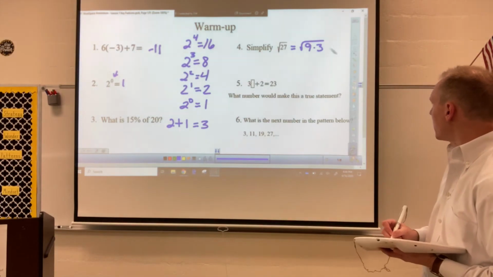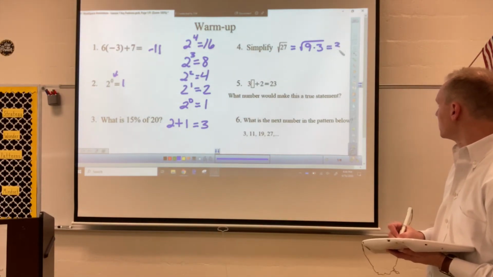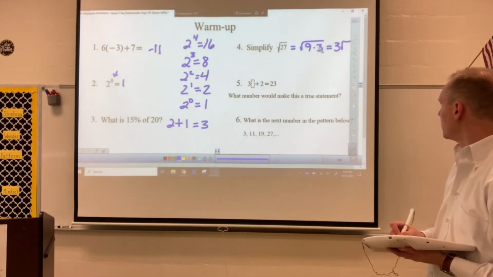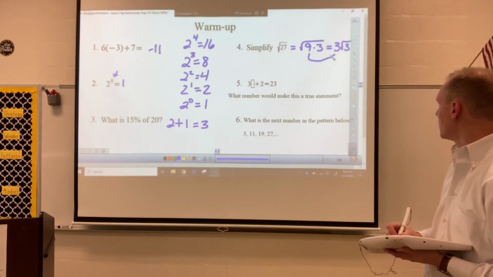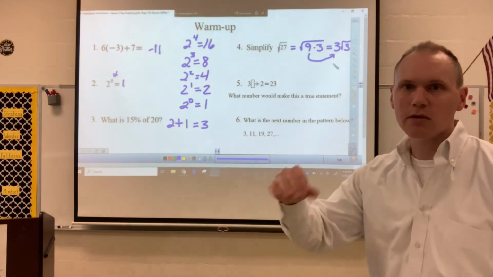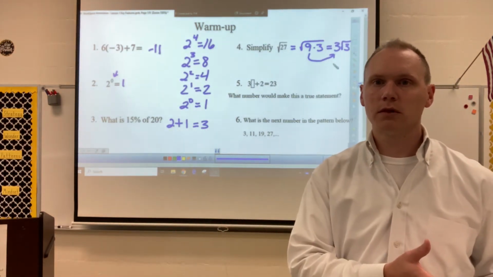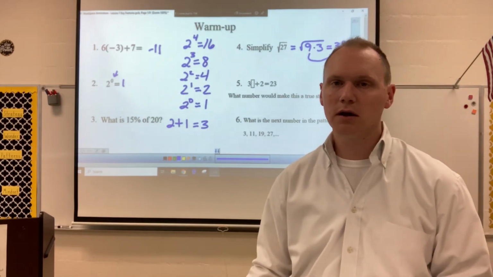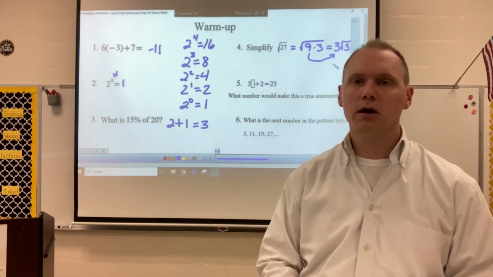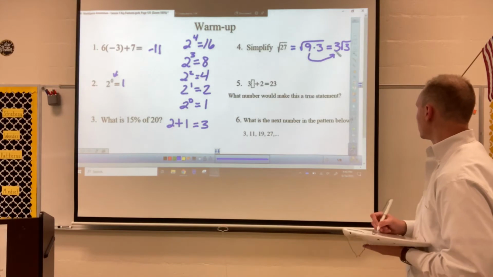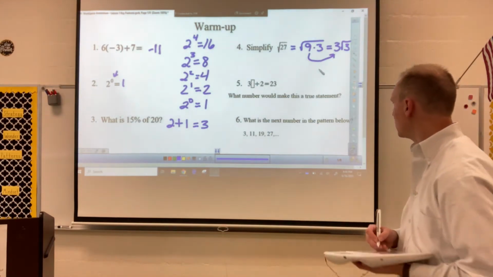So square root of 9 is 3. And then this square root of 3 stays inside. So the square root of 9 became 3, and it came on the outside because we've already evaluated the square root of that part. Square root of 9 is 3, not square root of 3. All right, so that's another example there. We'll do some more as we continue on.